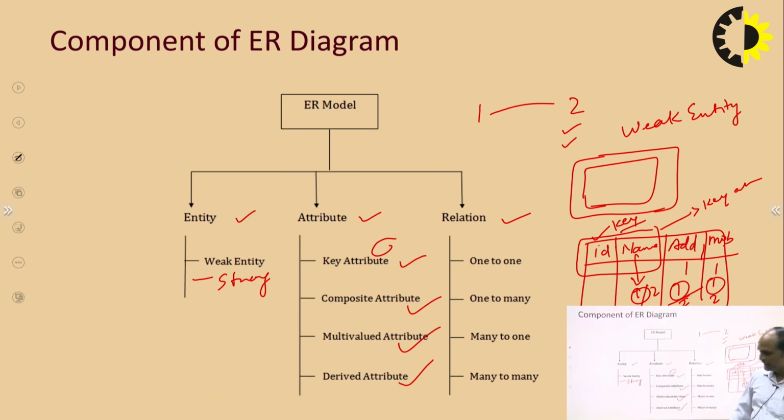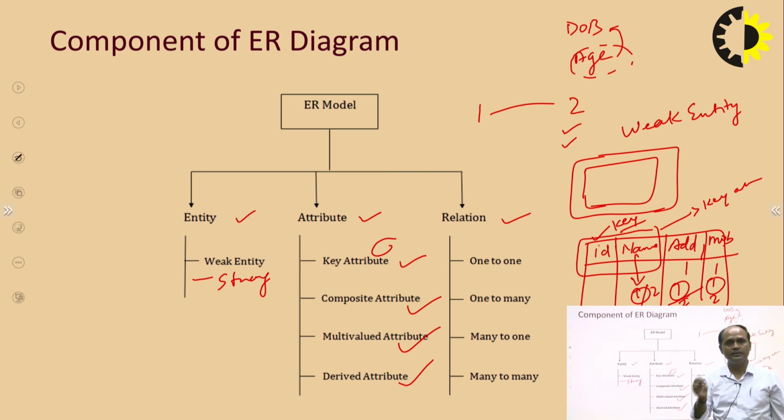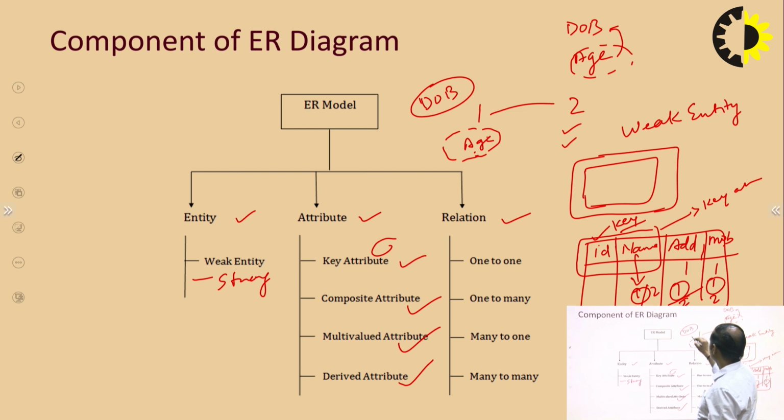Now next is the derived attribute. What is a derived attribute? If one attribute can be derived from another attribute. Suppose we have a student relation with DOB, date of birth, and age. Age is calculated with the help of DOB. So age is called a derived attribute, and it is represented by dotted lines. In an ER diagram, we denote it as age, which comes from the DOB. This is called a derived attribute.